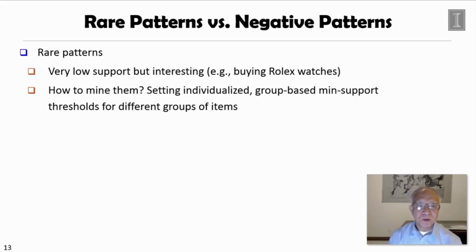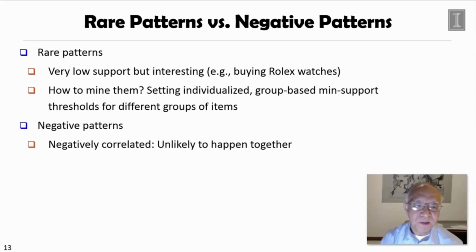That means for rare patterns, for just those items, we should set a rather low minimum support threshold. Then we will be able to capture such patterns. But negative patterns could be another very different one. Negative pattern means those patterns that are negatively correlated. That means they are unlikely to happen together.